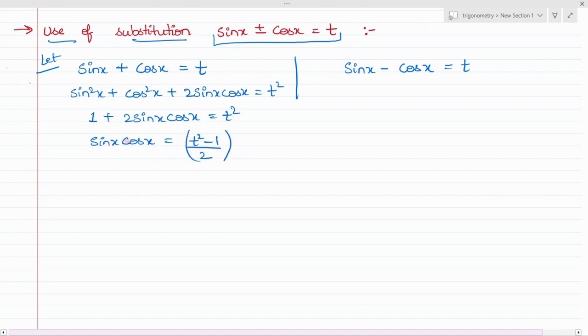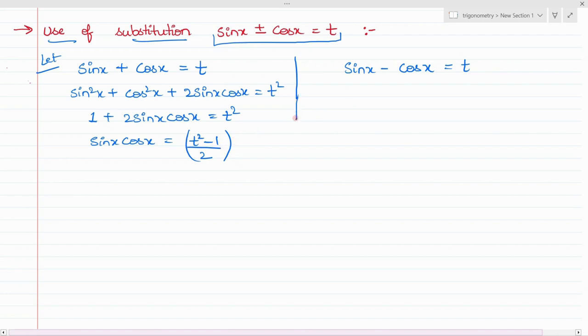So when you substitute sin x plus cos x is equal to t, you can also substitute sin x cos x as t square minus 1 by 2. This makes the original equation a quadratic or polynomial equation, which will make it easier to solve the questions or to find the general solutions.